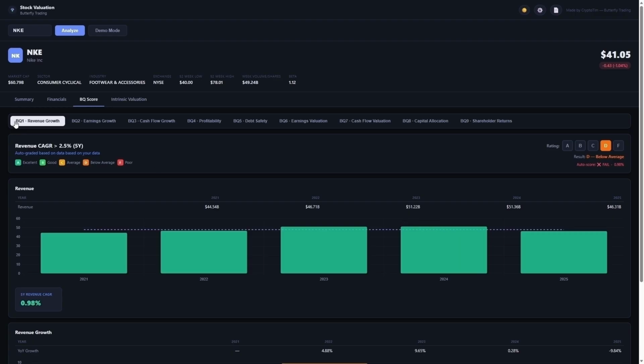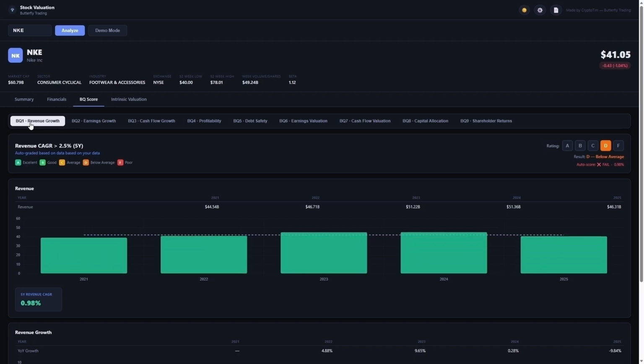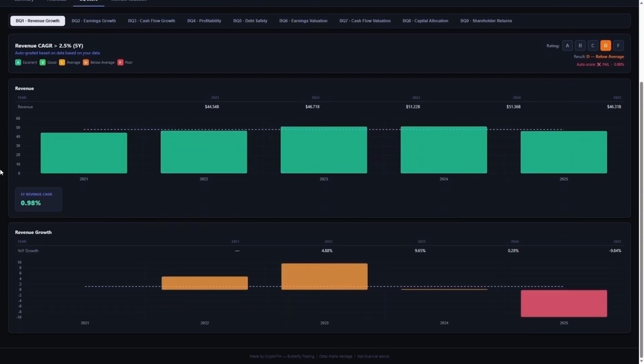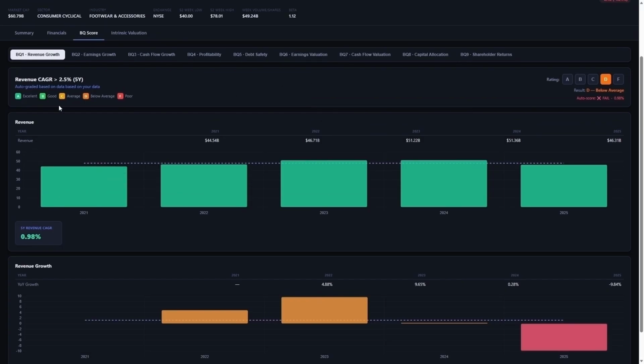So let's start here by BQ1, the revenue growth. This is a bar chart over 5 years, a data table with exact numbers and a summary of the CAGR stat. And it has a grade from A to F automatically assigned based on how it compares to the benchmark. Of course, I will not be going over everything in detail, as this will be explained in the PDF file, which is posted also on the Discord server. But pretty much it just shows you the bar chart of the revenue growth.